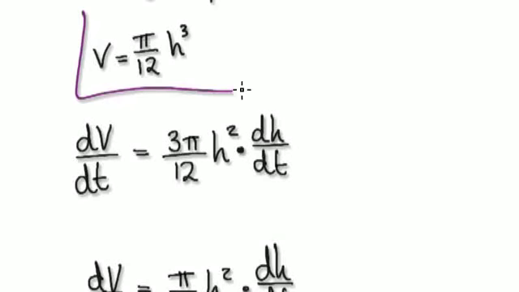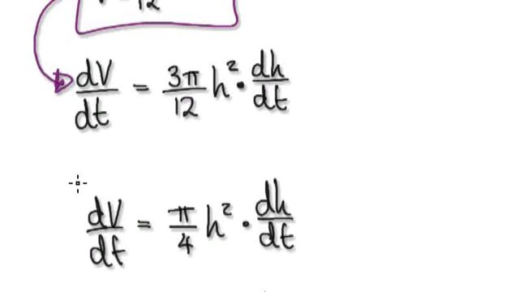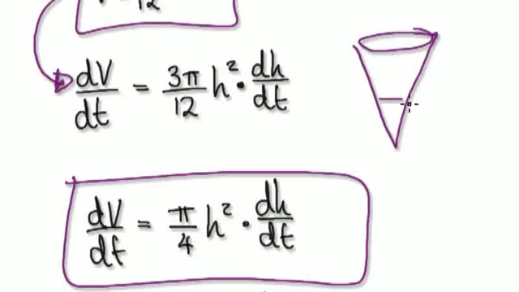Let's start again. You're currently here. Use implicit differentiation. That would then take you to here. Tidy up. It would then take you to here. Now, if you can remember, the question was, find how fast it's rising when the height is 3.